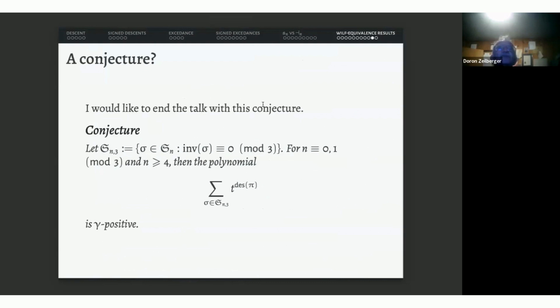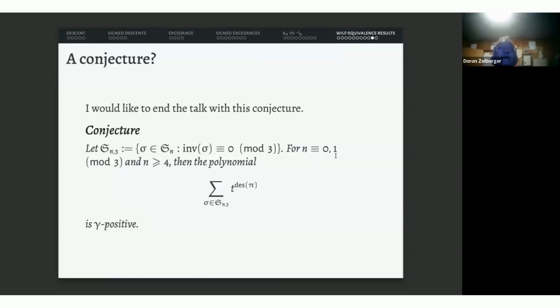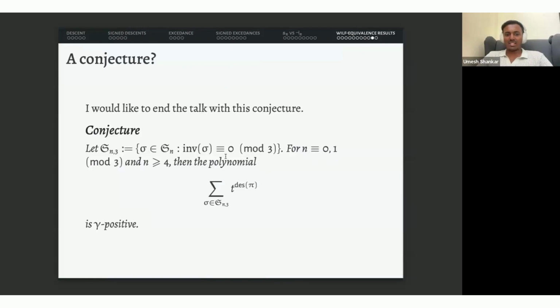So this last conjecture, where we do it mod 4 or mod 5, it still seems to be true, but not for these particular n. If you modify the n, like here for 3 it is 0 and 1, if you change it to 4, then n also changes appropriately. And you still have some palindromic polynomials, and those turn out to be gamma positive for small values at least.